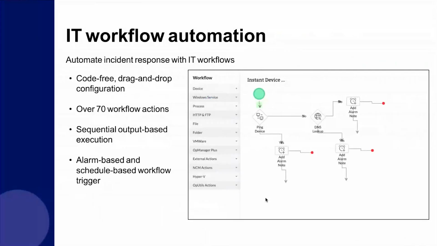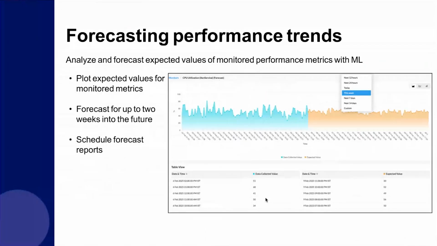Now let's go on to forecasting performance trends. OpManager Plus has another machine learning powered feature that will help you detect performance bottlenecks proactively. This is similar to how adaptive thresholds work.